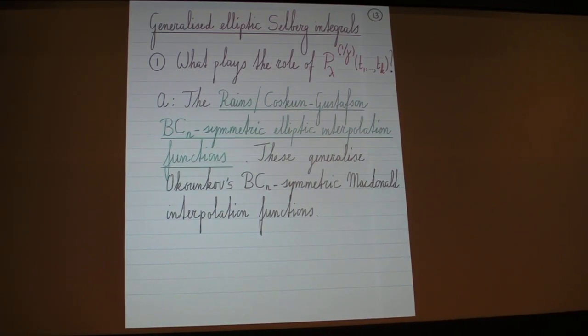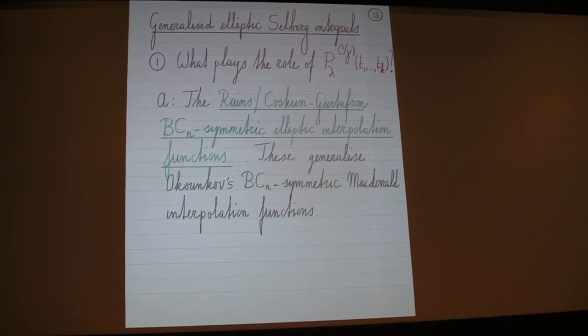So that's the generalized elliptic Selberg integrals. First of all, what plays the role of the Jack polynomials? Half of that question is already answered in Eric's Annals paper, because he certainly has more than just the elliptic Selberg integral. Indeed, I called them here the Rains, Gustafson, Koornwinder BC_n symmetric elliptic interpolation functions. It's a mouthful. So there is a class of functions.